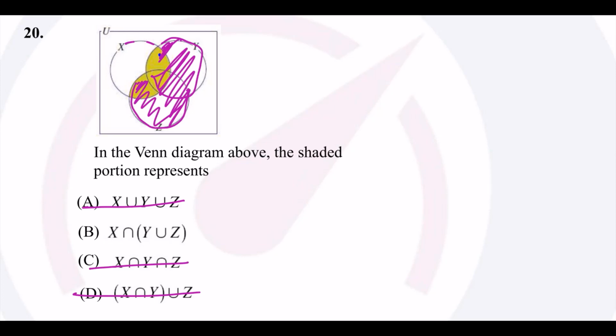X intersect it is going to now be the shaded region, which will be here. So our answer is going to be B.